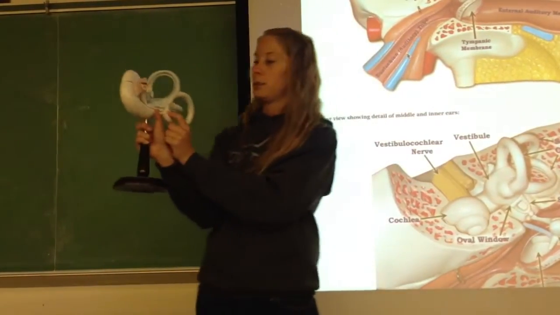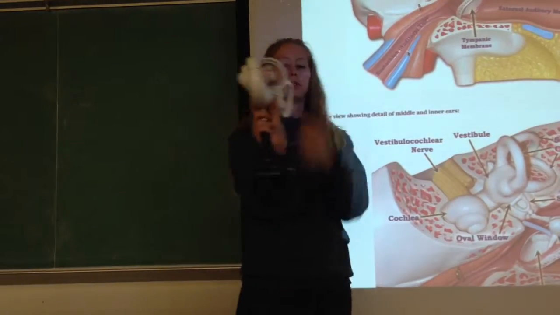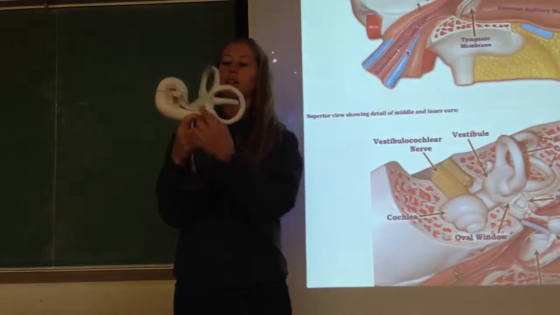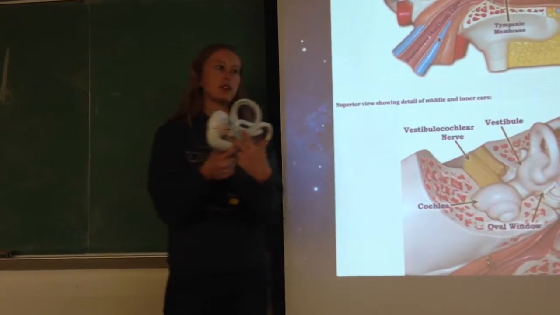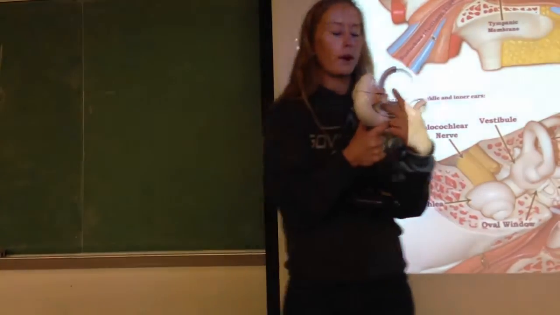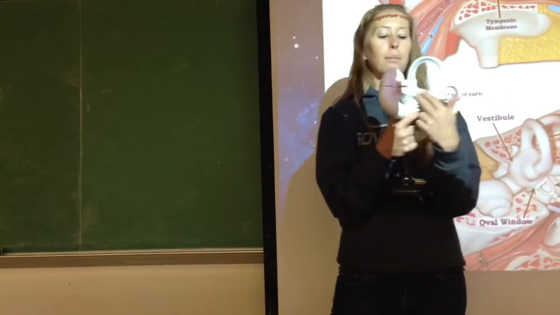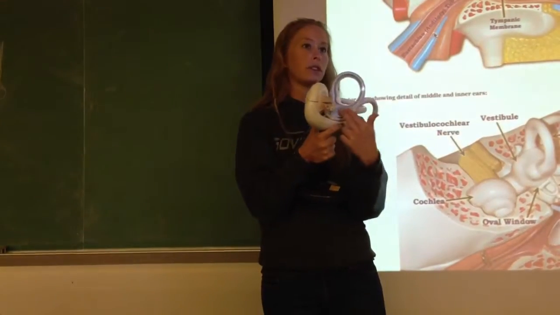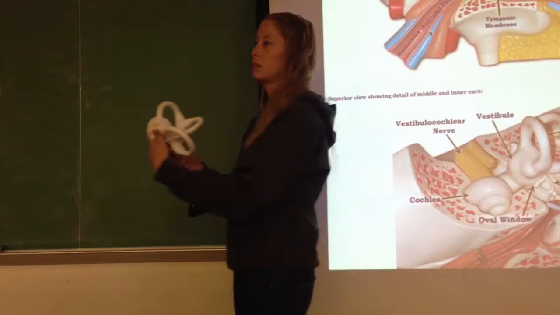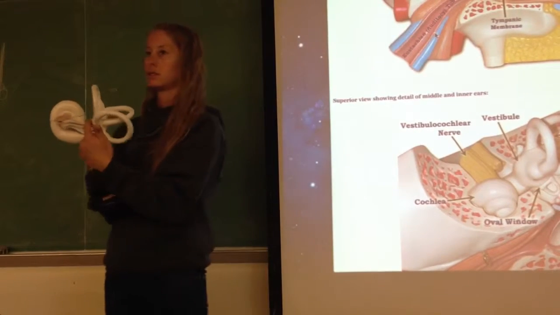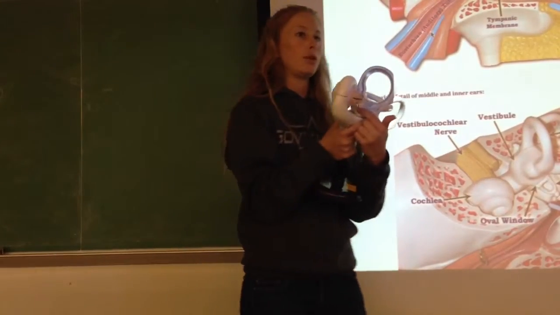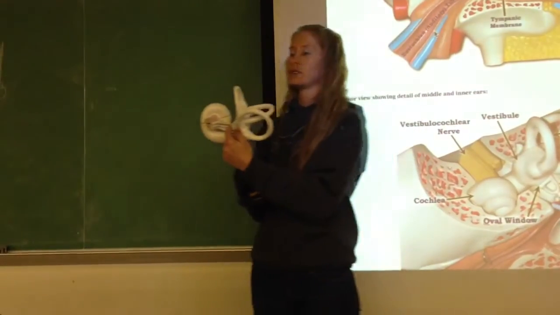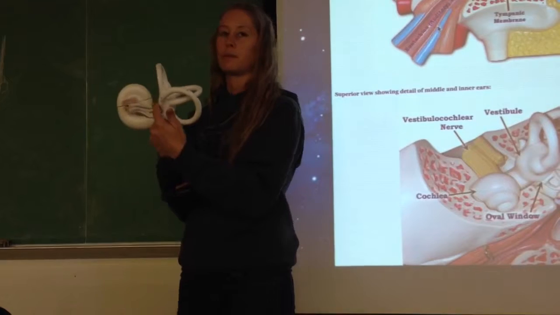Then last we have the vestibule. Again, the vestibule is this portion, kind of right by the semicircular canals, between the semicircular canals and the cochlea. There are two bumps. The bump closest to the semicircular canals that kind of has like this opening, that's the utricle. The one closest to the cochlea, that's the saccule. So you're just naming the two bumps that make up the vestibule.